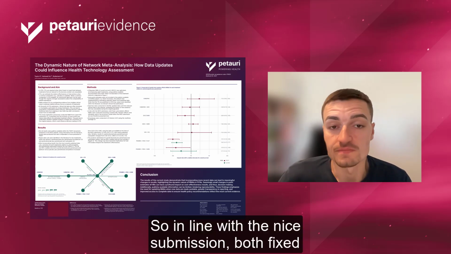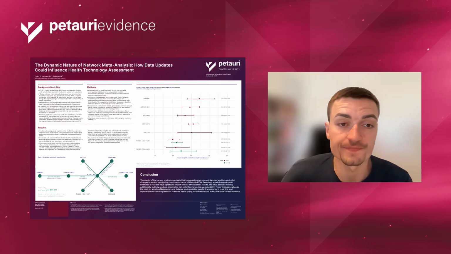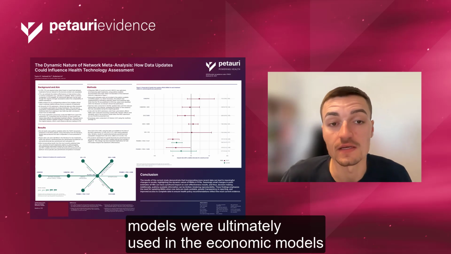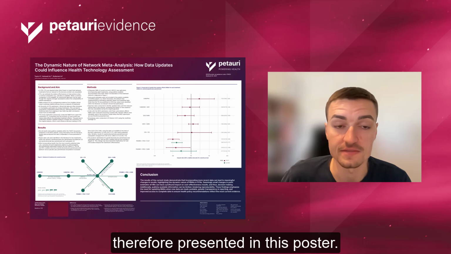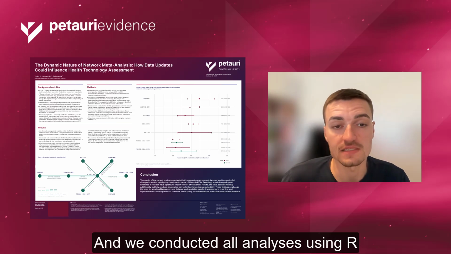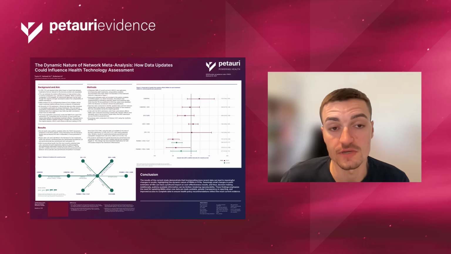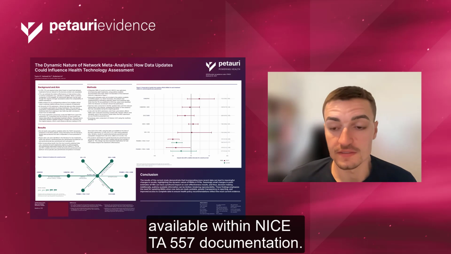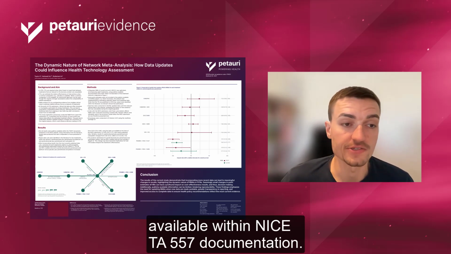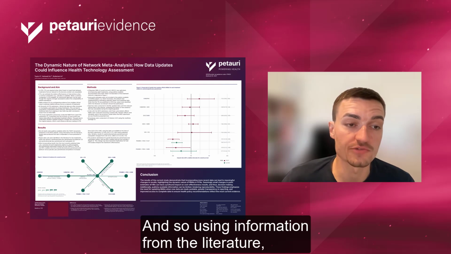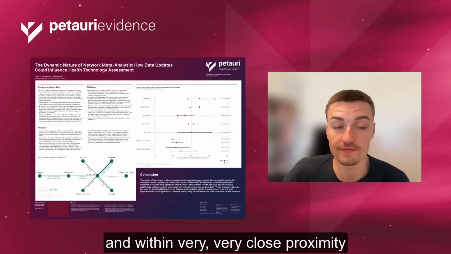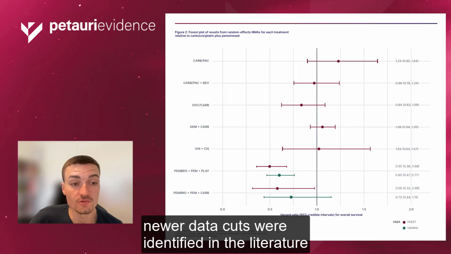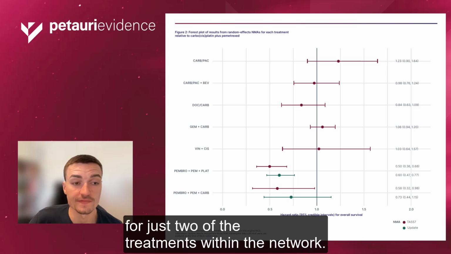So in line with the NICE submission, both fixed and random effects models were fitted. Random effects models were ultimately used in the economic model of the NICE submission and are therefore presented in this poster. And we conducted all analyses using R and using the multi-NMA package. So as I mentioned, not all of the results were publicly available within NICE TA 557 documentation. And so using information from the literature, the results were reproduced within very, very close proximity of those presented in the NICE TA. Newer data cuts were identified in the literature for just 2 of the treatments within the network.